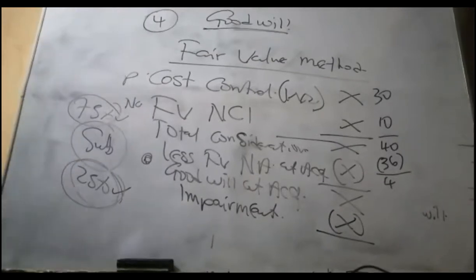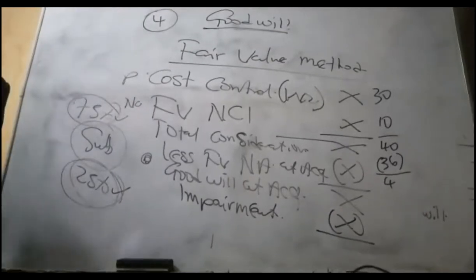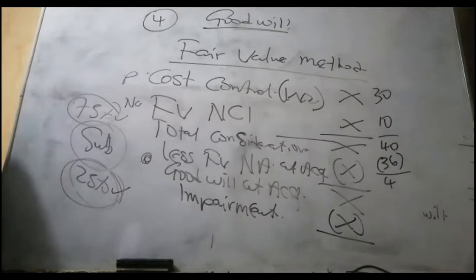Because if you acquire a subsidiary, you don't know the end of that subsidiary. Therefore, the goodwill must not be amortized. Instead, it must be impaired. So goodwill will be impaired.